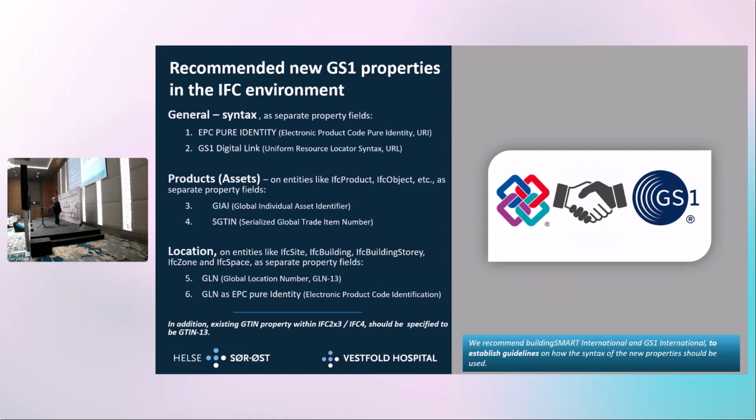We also would like to see location, GS1 GLN, and we express it as the GLN13 because it could be read differently. And we also would like to see GLN as an EPC pure identity. Six separate property fields is what we are asking for. And as you can see, we have also asked for GLN13.